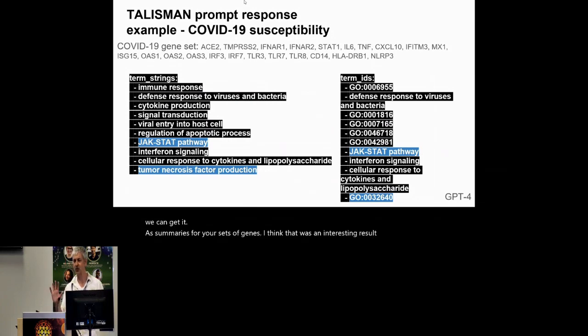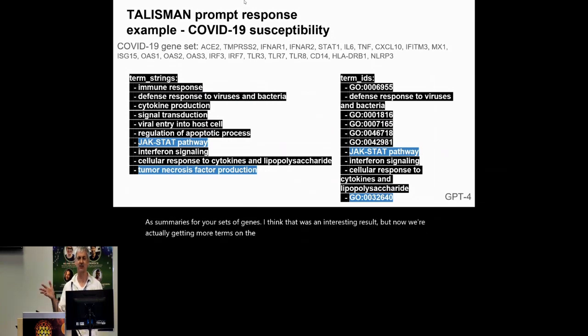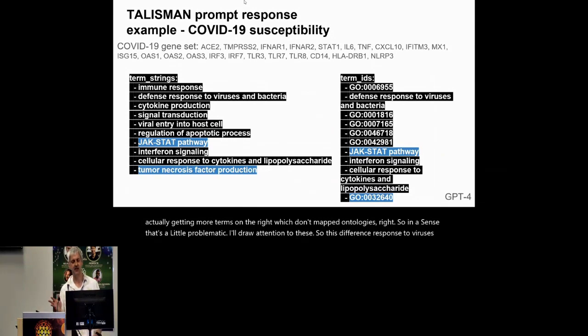But now we're actually getting more terms on the right which don't map to ontologies, right? So in a sense, that's a little problematic. I'll draw attention to two of these. So this differential response to viruses and bacteria, and cellular response to cytokines and polysaccharide, which are actually compositions of two existing Go terms. So the LLM here is kind of doing a shortcut.